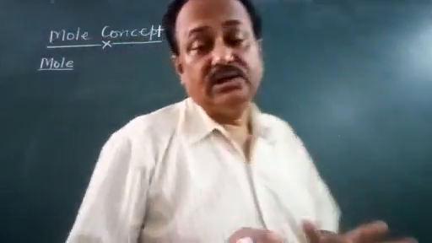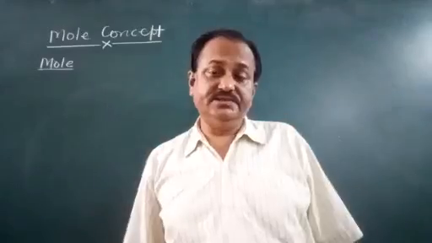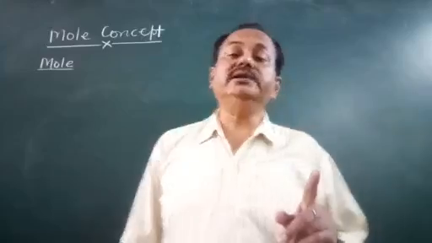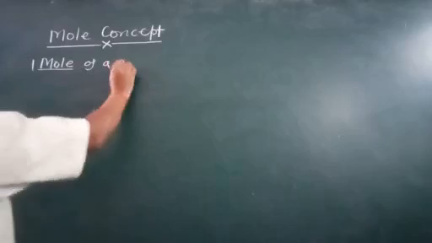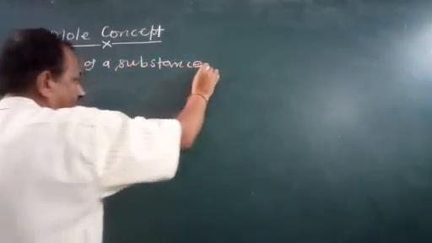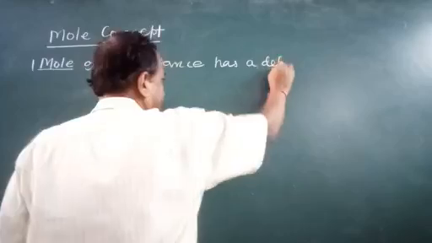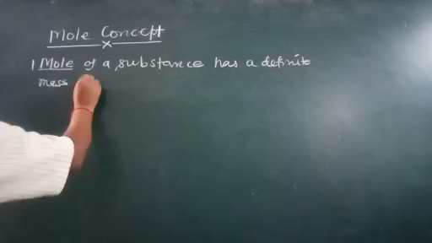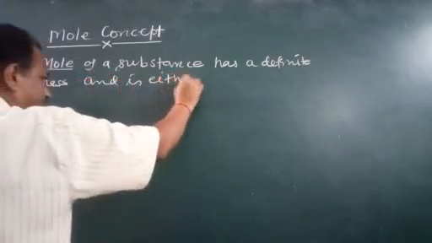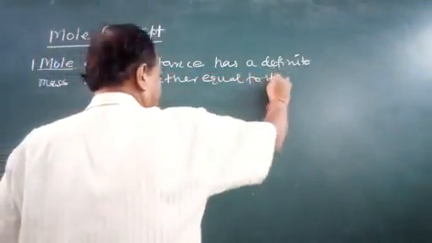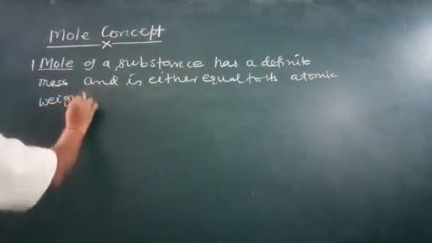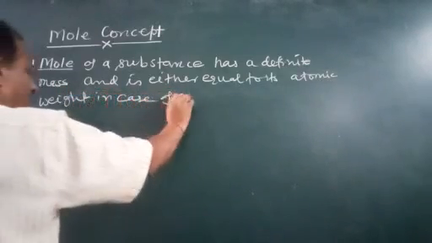Next part about the mole. So 1 mole of any substance has a mass equal to either its atomic weight or equal to its molecular weight, as the case may be. So 1 mole of a substance has a definite mass, and is either equal to its atomic weight in case of an element.